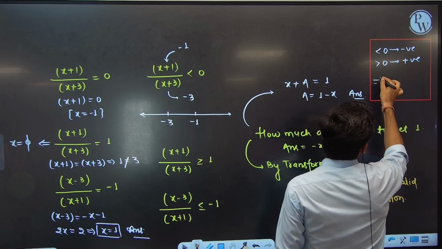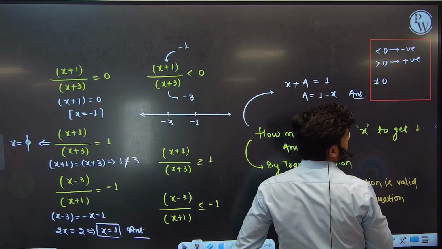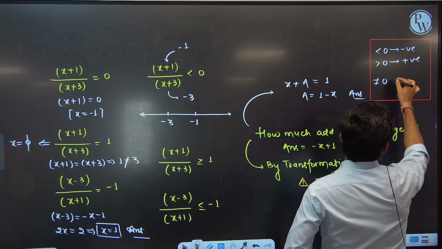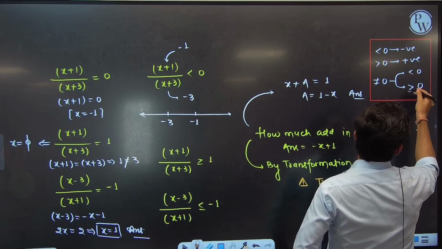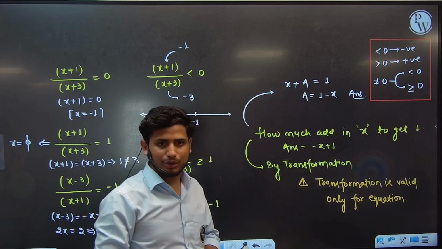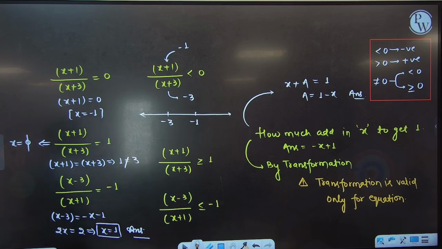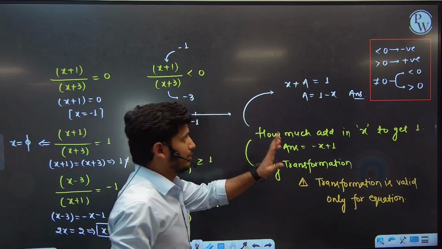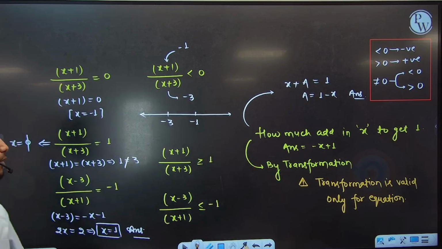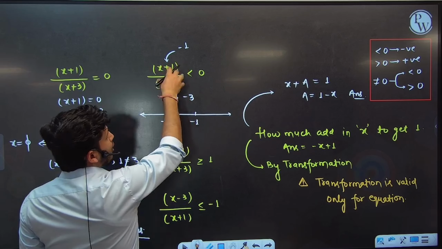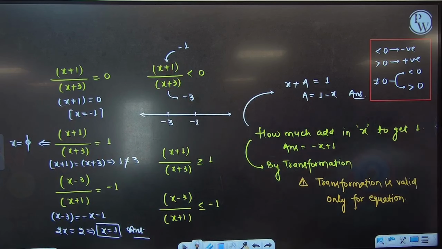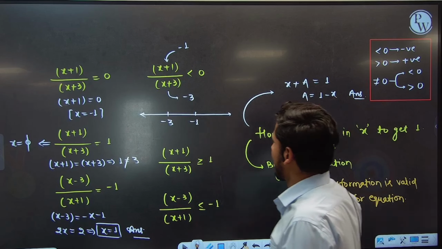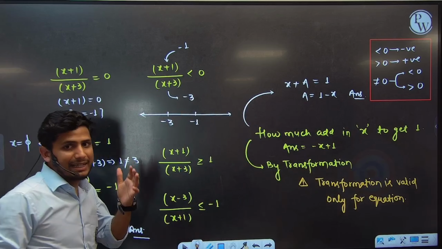Now not equal to 0 means either less than or greater than, both cases. So not equal to 0 means less than 0 or greater than 0. Now these are the roots of these linear factors, where the maximum degree is equal to 1. Now less than 0 means negative area.